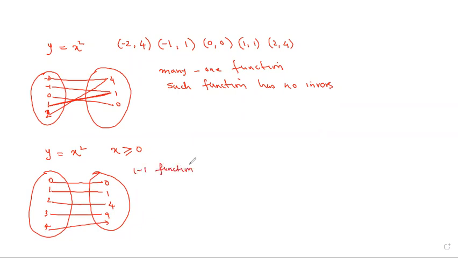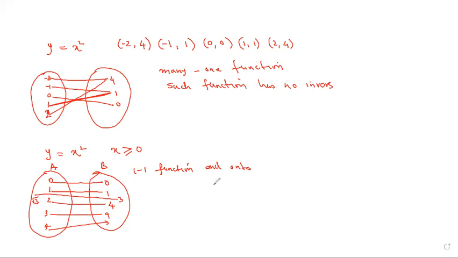Now this function is one-one and onto also. What do you mean by onto? If you take any number here, it has got its pre-image. Suppose I take 3. What is the pre-image of 3? Root 3. So every element in this second set, which is called codomain, every element in codomain has a pre-image in the domain. Such a function is called onto.